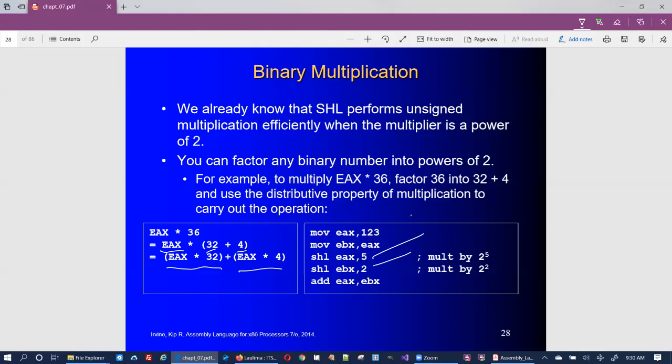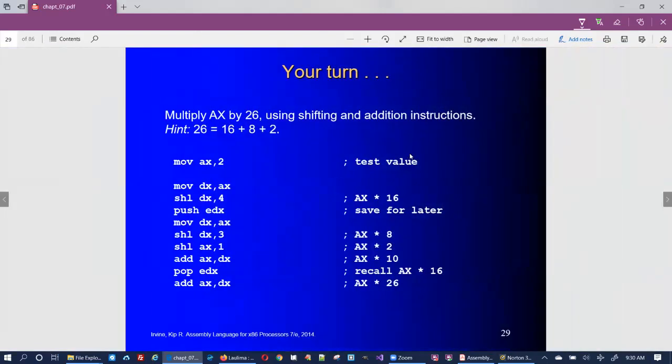This is the number, the multiplicand. You put it in EDX, and then the multiplier is going to be 32, and you shift that twice. Then you add them up, and you end up with the result. You can go through this. Here we're multiplying by 26, and it's going to be 3 additions: shift left once, shift left 2 more times, and then shift left 1 more time.